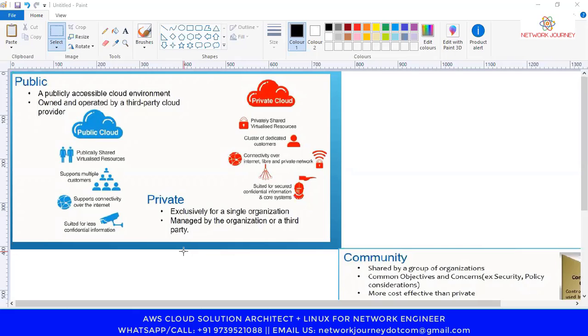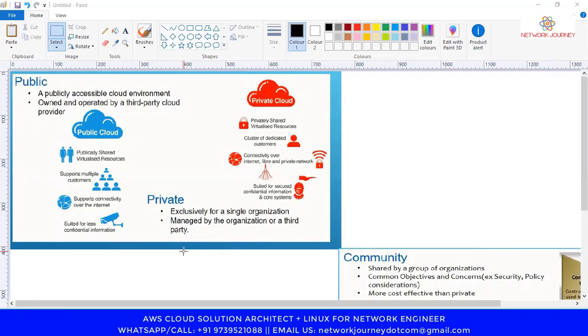So the overall price, when you're thinking about the cost, public cloud is cheap because it supports multiple customers and supports connectivity over the normal internet. So that is the reason public cloud is cheap.